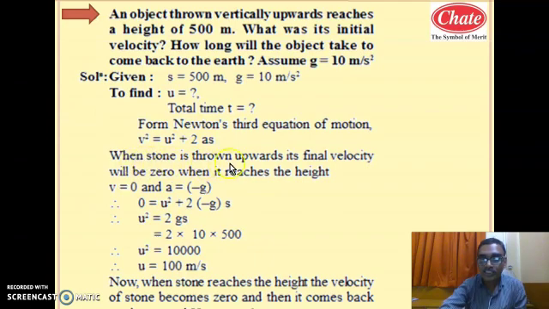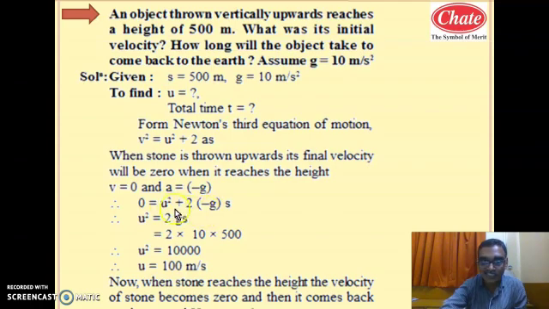When the object is thrown upward, its final velocity will be 0 when it reaches the maximum height. So here the final velocity is 0 and acceleration is minus g, since it is a case of retardation. Substituting these values in the third equation, 0 = u². Here we have to calculate the initial velocity. It is not a case of free fall; it is the reverse of this. So we calculate the initial velocity: plus 2 into minus g.